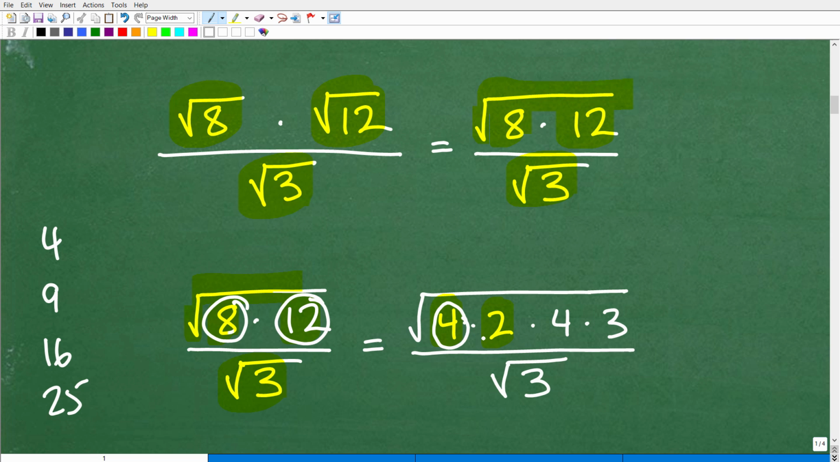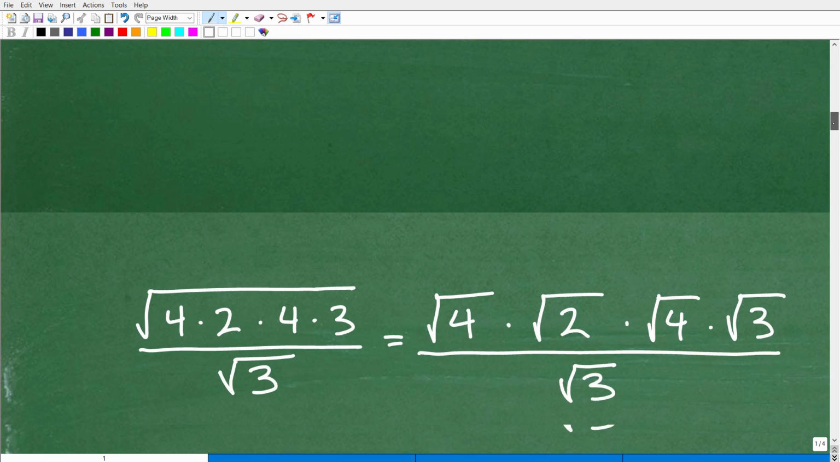So this is 8, 4 times 2, and I'm multiplying it by 12. Instead of 6 times 2 for 12, let's write 4 times 3, because I want to have these perfect square factors. And you're going to see how nice it is when you do. So the square root of 8 times 12 is the same thing as the square root of 4 times 2 times 4 times 3, so we can get some 4s in here as our factors, all over the square root of 3.